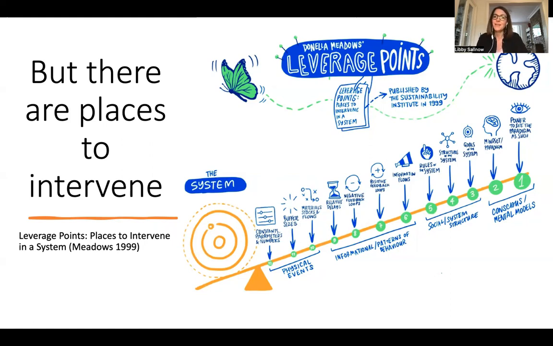And here she says that there are different points that you can intervene in a system, but some of them have much bigger impacts than others. And the further away you are from the center of this, so the further out you are on the far right, the more impact your work and your change is going to have on the system. And you can see it's about shifting that balance. So right out at the far right, number one is how you can change the paradigm or the worldview that people have.